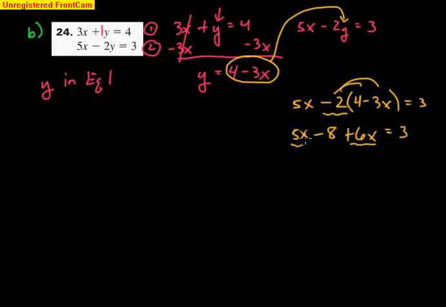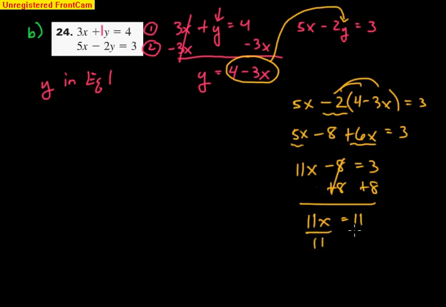Combine your like terms. 5 and 6. They're both positive, so that's 11. The minus 8 comes down. I'm going to do two things now. I'm going to add 8 to both sides. And I'm going to divide by 11. And there is my x value of 1.